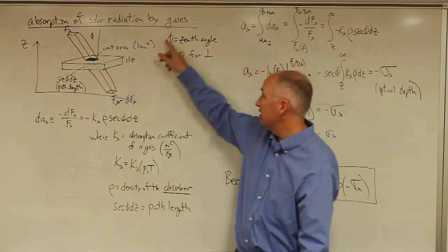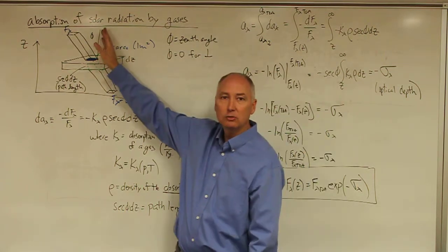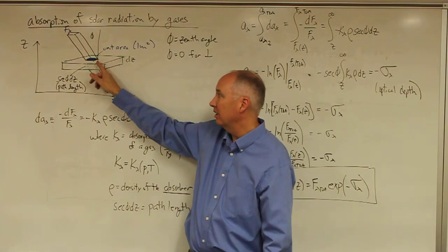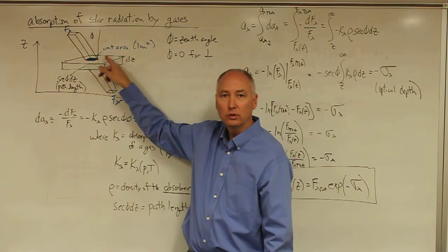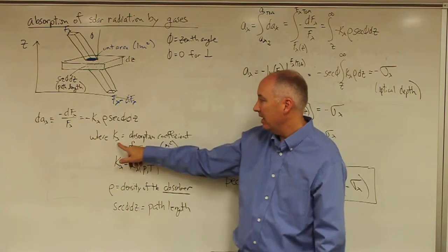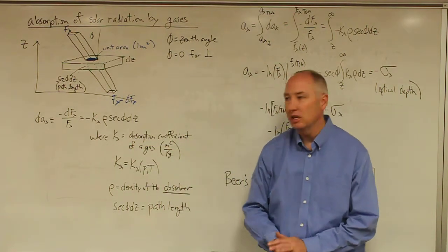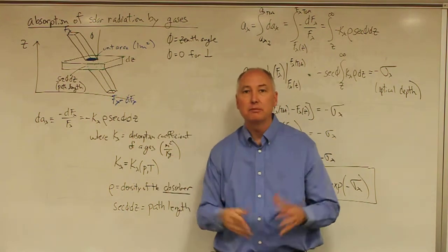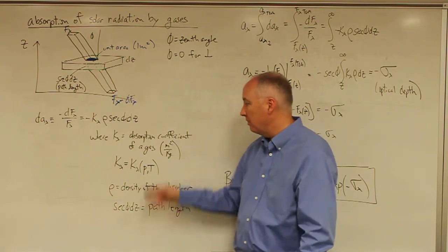Recall that phi is the zenith angle, and it's the angle between the incident radiation and the direction orthogonal to our surface that the radiation is passing through. k lambda is the absorption coefficient of a particular gas. It has units of meters squared per kilogram, and it's something that's measured in the laboratory.